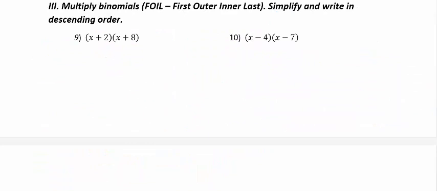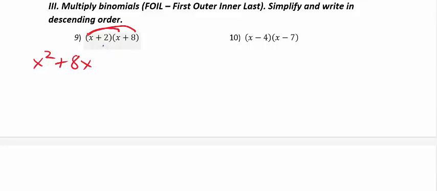Now we're going to multiply binomials. We're going to use FOIL, which is first, outers, inner, last, and then we're going to simplify and write in descending order. So first means we're going to take our first terms and multiply x times x. That's going to give us x squared. And then we're going to do our outer terms, so x times 8 gives us 8x.